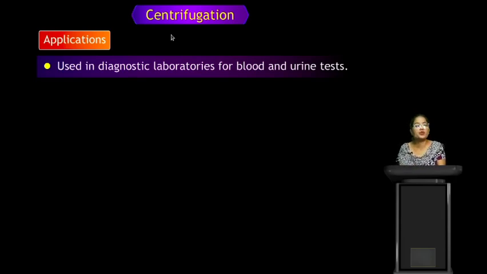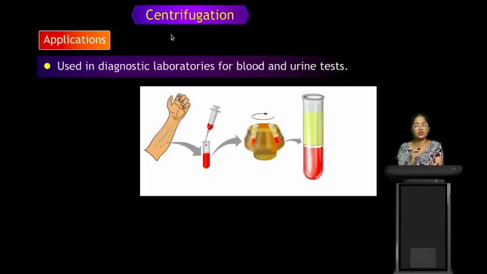So, whenever you have a fever or whenever you feel uneasy, you go to the doctor, and what is the first thing they do? They ask for blood samples from you, right? So what do they do with these blood samples? They use the centrifugation method to separate the blood components. So in diagnostic laboratories, in blood and urine tests, the centrifugation method is applied. Like I said, you give the blood samples from your veins, it is collected in a test tube, and then it is put into the centrifugal tube and then into the centrifugal machine.